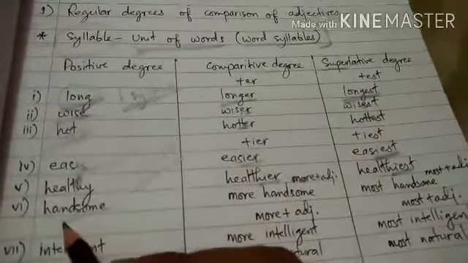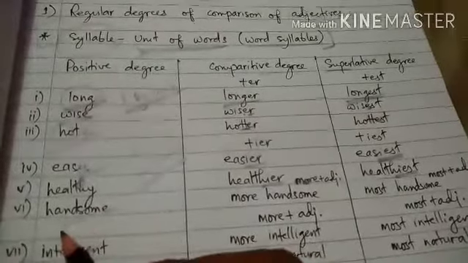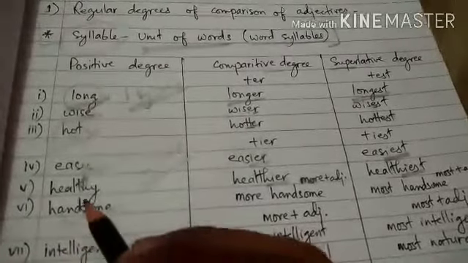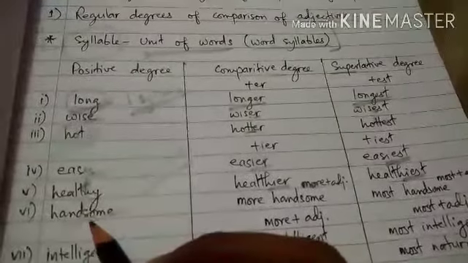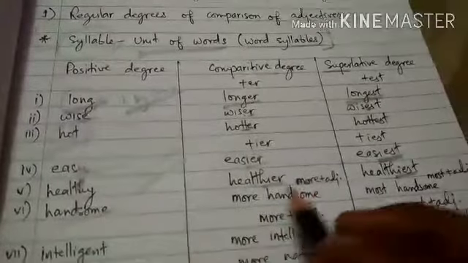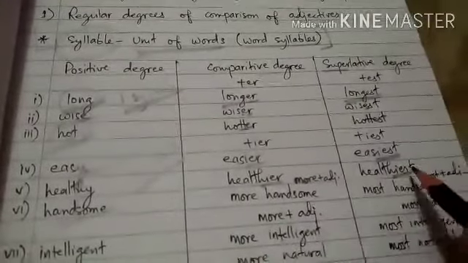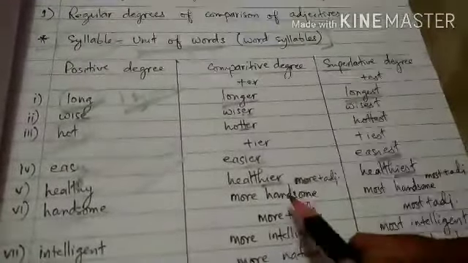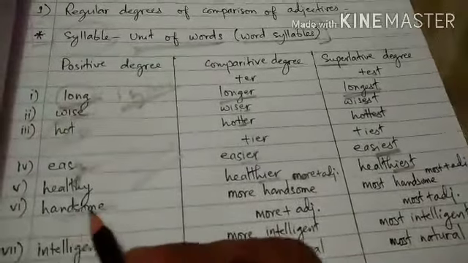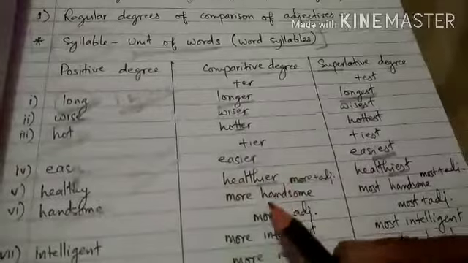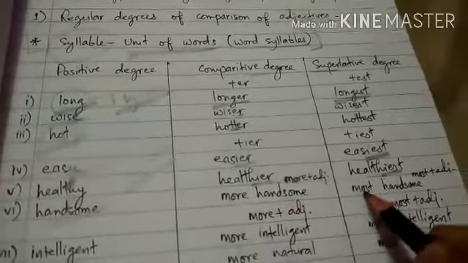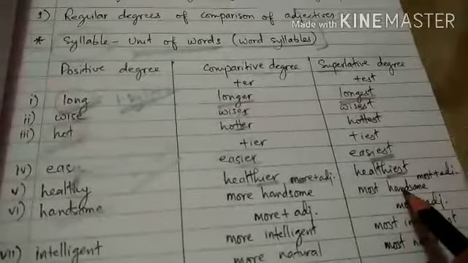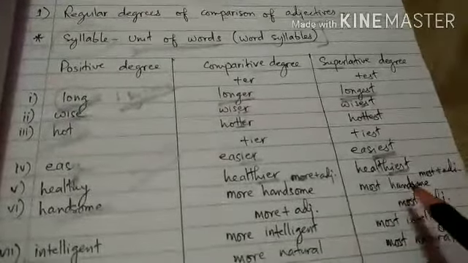Understood? But in case of double syllabic adjectives, if the adjectives which are double syllabic do not end with y, then we have to add more plus adjective and most plus adjective. More plus adjective in comparative degree and most plus adjective in superlative degree. Like handsome, 2 syllabic word. In case of comparative degree, more handsome, more plus adjective handsome. Okay, and most handsome, most plus adjective in superlative degree.